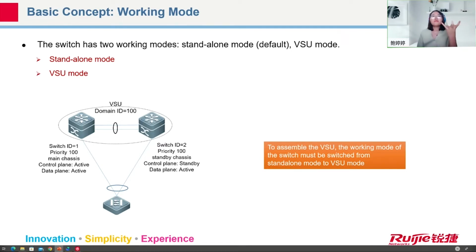And in the VSU, we have lots of concepts like the domain ID, switch ID, and priority. In the VSU group, we have to select one device to become the main chassis, which we call the master, and another one for standby. Maybe we also have a third device and a fourth device. They have their own roles. And for selecting who is the master and who is the standby, we also have some principles. About these devices, we have two planes: one is the control plane and the other is the data plane.